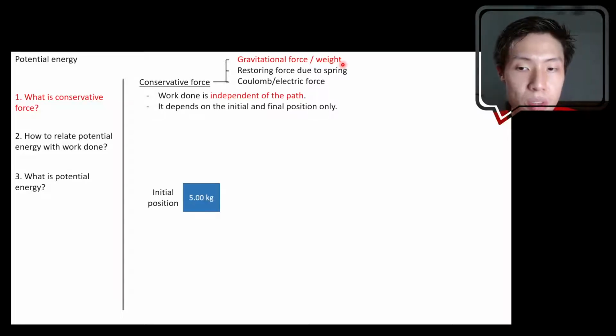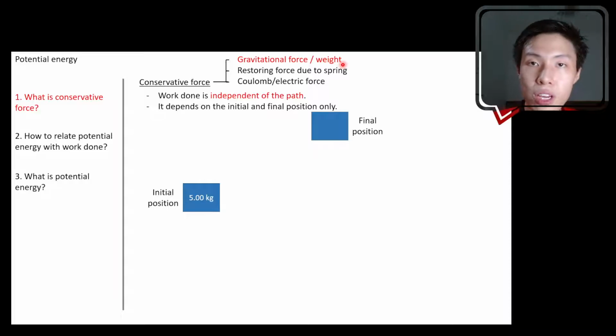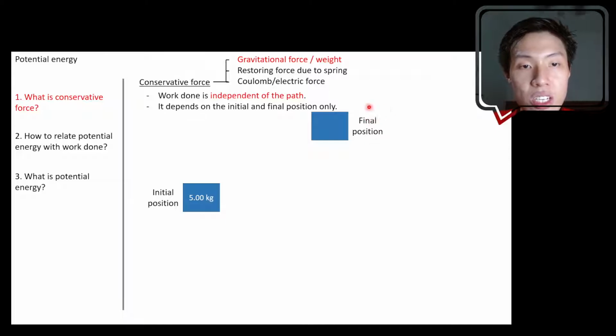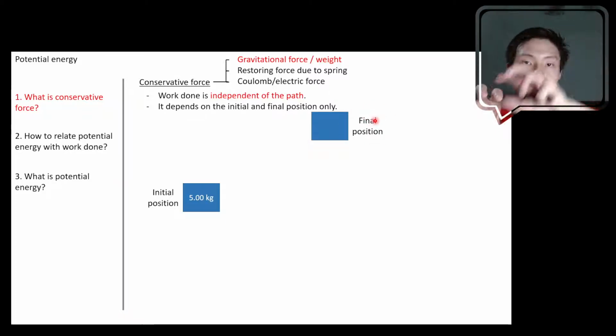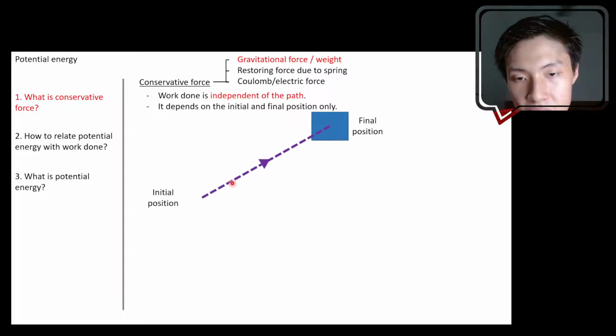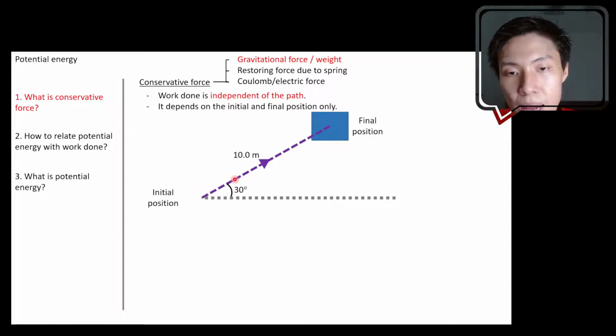So let's say we have an initial position and a final position, and now we'll create two different paths to go from the initial position to the final position. You can imagine this final position is somewhere higher above the ground compared to the initial position, and it's somewhere on the right of the initial position. So somewhere on the right, higher ground. So path 1 will be to go straight in a diagonal fashion, straight away from the initial position to the final position, the most direct way of going from initial to final. So this one, let's say the distance traveled is 10 meter and the angle is 30 degree above the horizontal. So we call this path 1.